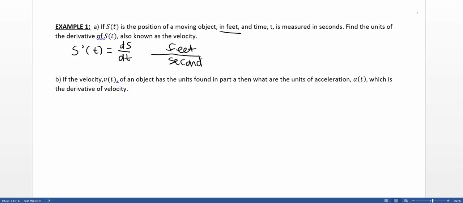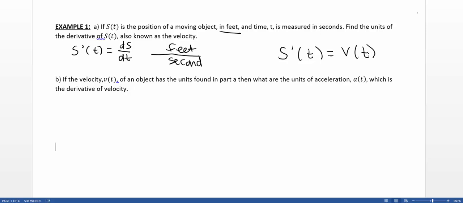There's also an interesting relationship here that we should note. This says that if we take the derivative of position, that's called velocity. And velocity is often written with a v. So we can say s prime of t equals v of t. So that means that the units of velocity in this problem would be in feet per second. And that's also the units of the derivative of position.